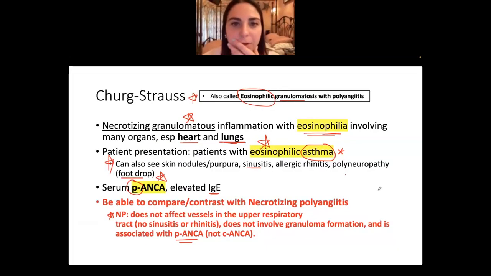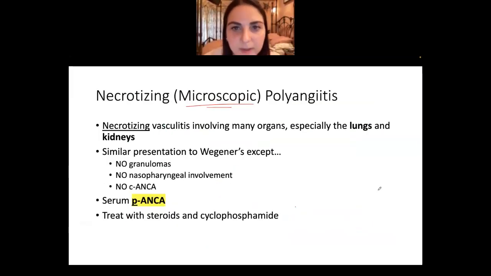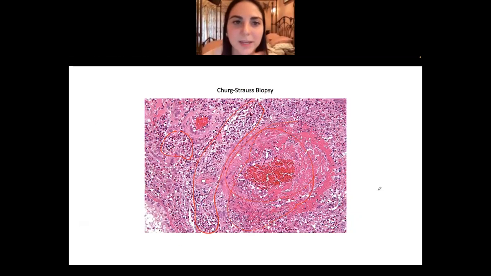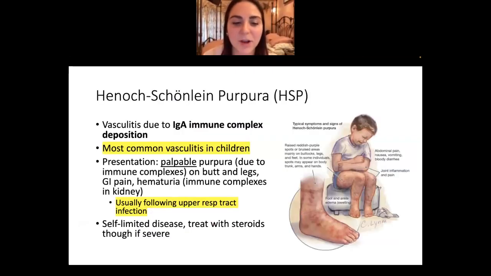Okay. So those three especially are really, really big to differentiate: eosinophilic granulomatosis with polyangiitis, microscopic polyangiitis, and Wegener's granulomatosis with polyangiitis. And again, like I said, I gave you guys so many questions on those at the end to sift through and figure out the typical presentations.